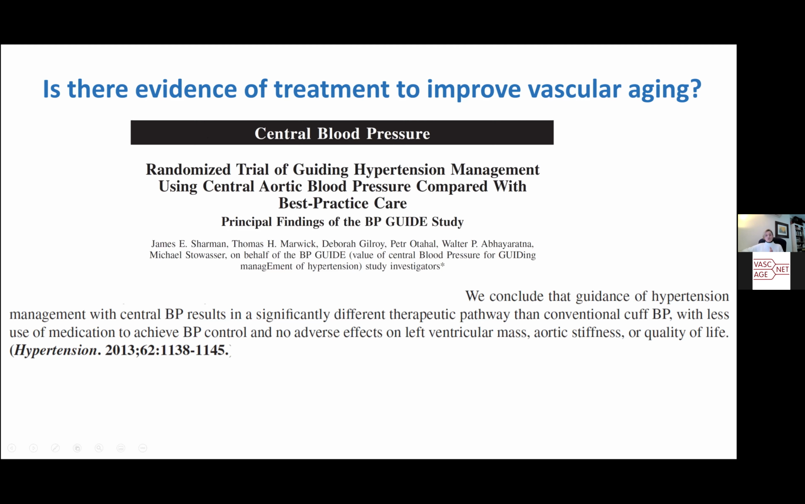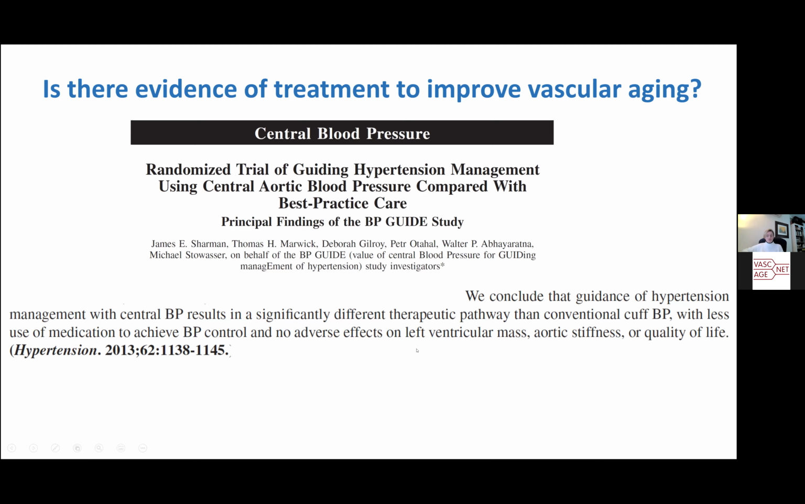They were trying to show that when you use central pressure to guide best practice care, it would add benefit. And unfortunately, that trial did not really demonstrate that. It wasn't harmful, but patients actually used less blood pressure medication when guided on central aortic blood pressure. So the only beneficial outcome was a lower amount of drugs being taken, but they still achieved control.